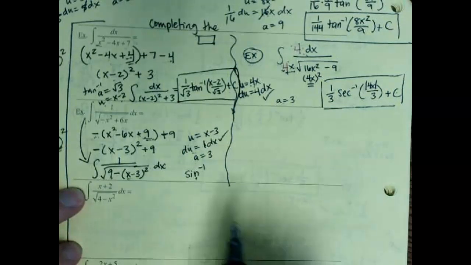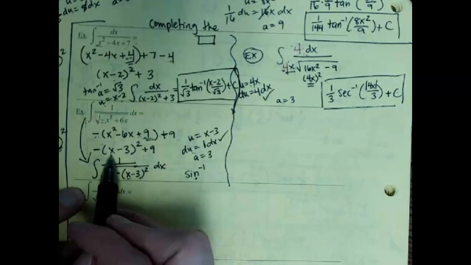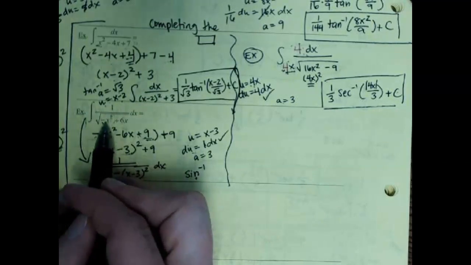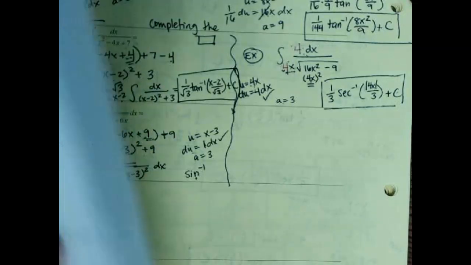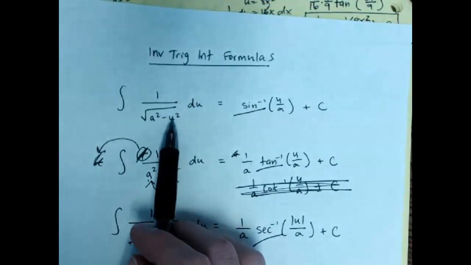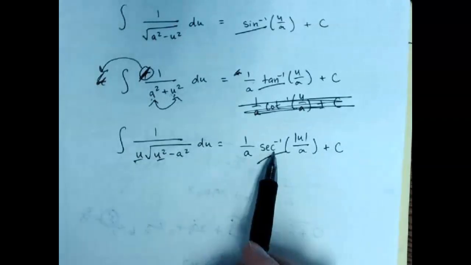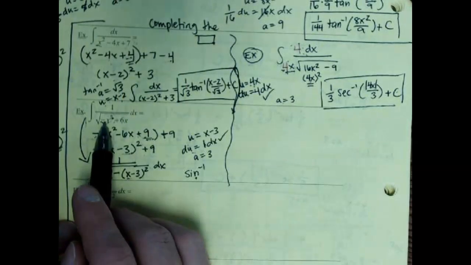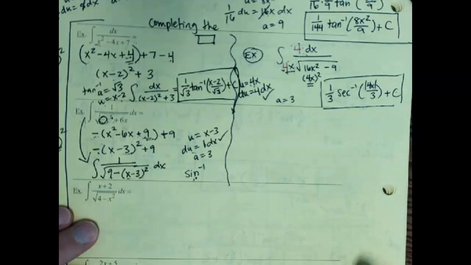Okay. By the way, since this was a negative x squared, since you had to factor out that negative, the fact that that was a negative x squared kind of told you that it was going to be a sine inverse, because the variable part is negative only for the sine inverse. The variable part would have been positive for both the secant inverse and the tangent inverse. So the fact that it was a negative kind of told you that was going to be a sine inverse.